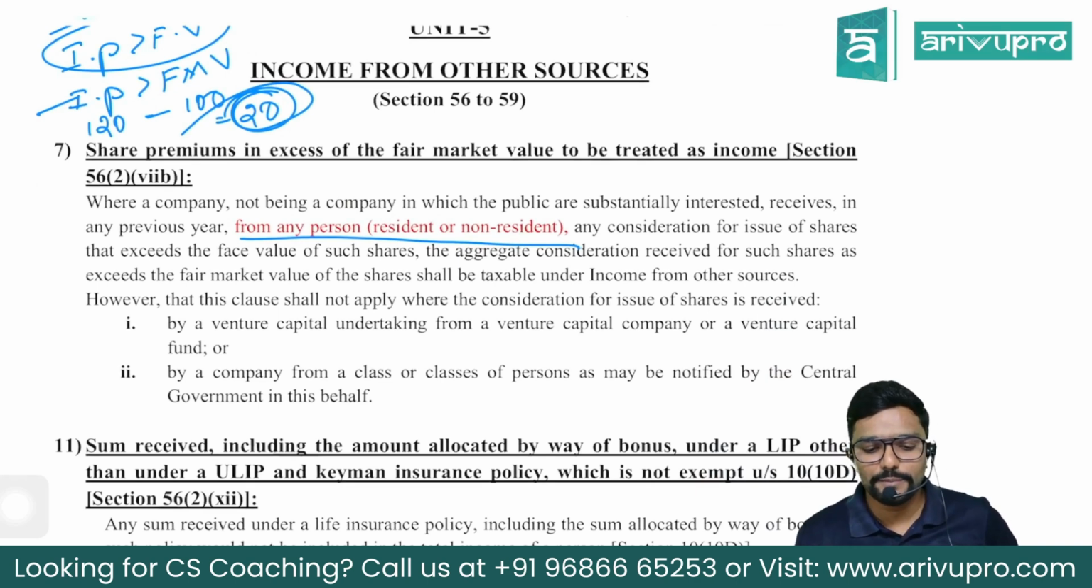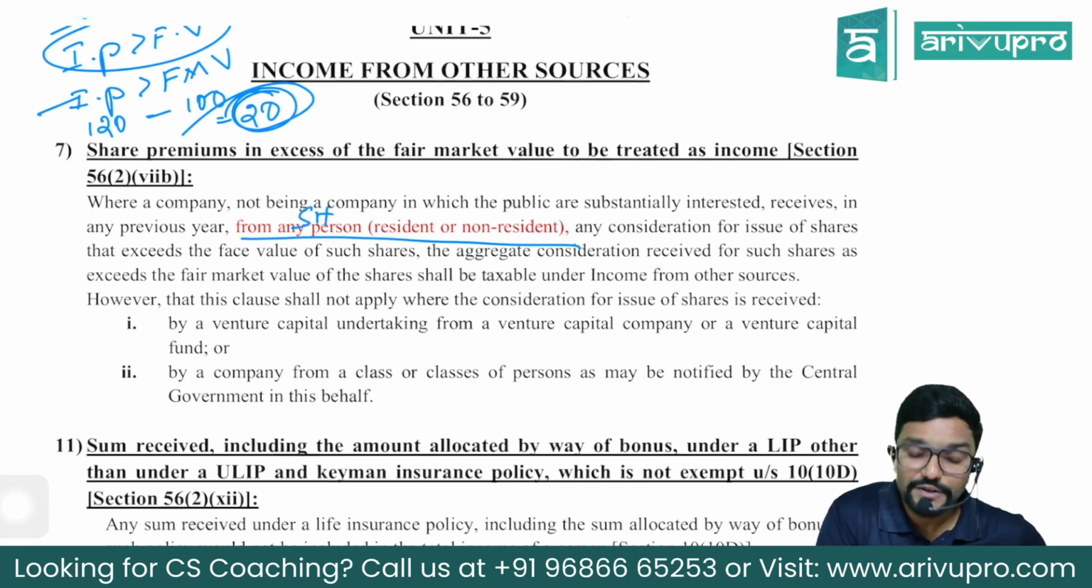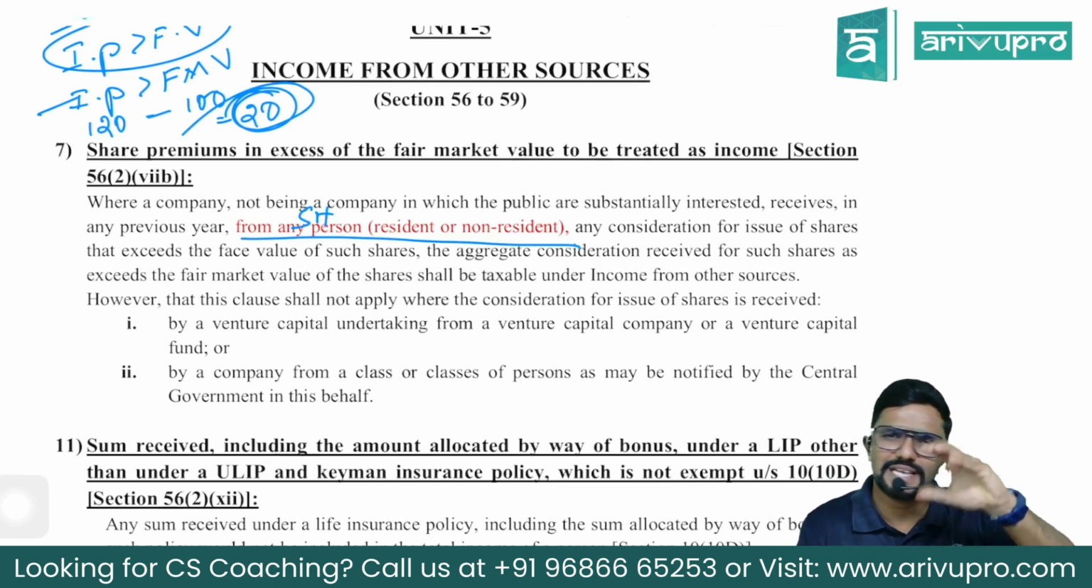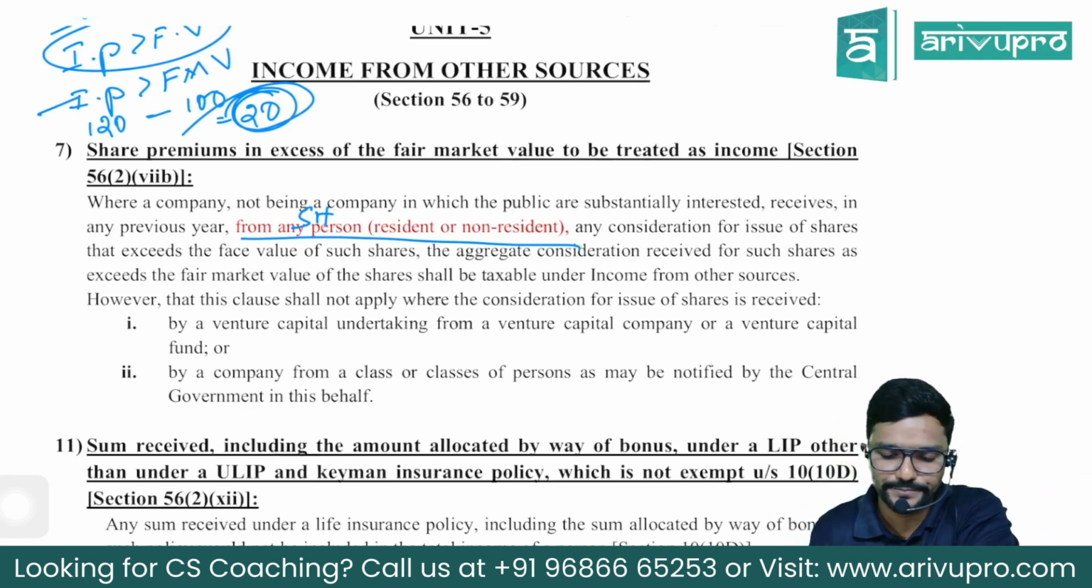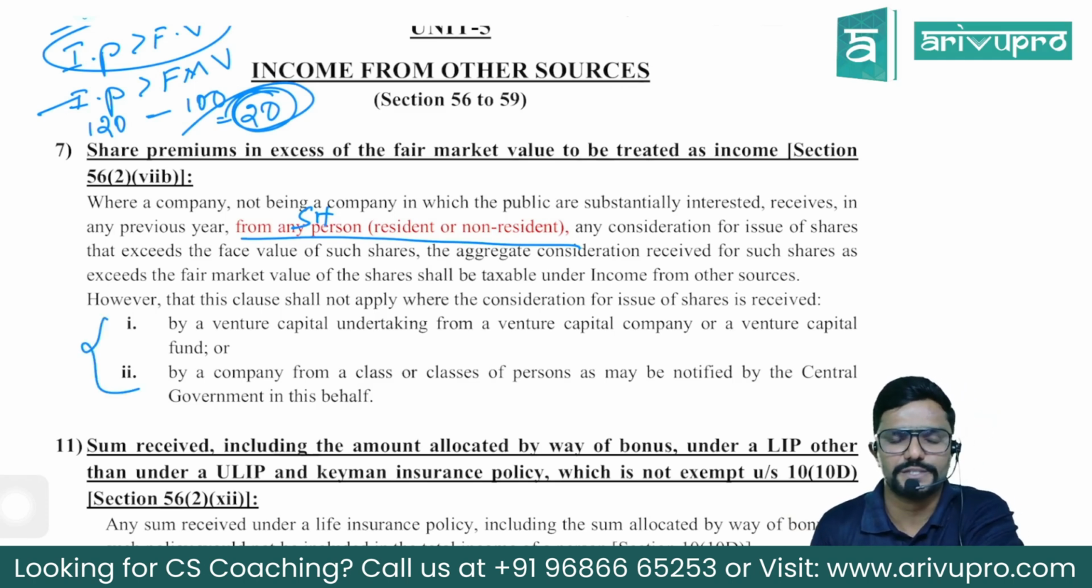Where a company, not being a company in which the public are substantially interested, that is a simple private company, receives in any previous year from any person — this is called shareholder from any person. Previously it was resident, but now it is from any person, either resident or non-resident — any consideration for issue of shares that exceeds the face value of such shares. The aggregate consideration received for such shares as exceeds the fair market value of the shares shall be taxable under the head other sources. And there are two exceptions also, where it is not applicable.